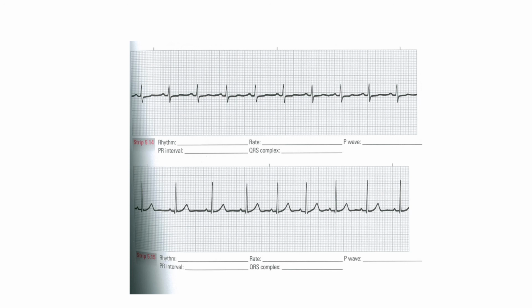Your P waves, you have P waves, and they're all upright, so we know they came from the SA node. We're going to call them sinus. Your PR intervals, I'm going to measure a few of these. PR intervals from the beginning of the P to the beginning of the Q or R. And again, you want to measure more than just one. And it looks like we have about 4, some 5 boxes. So we had 0.16 to 0.20.